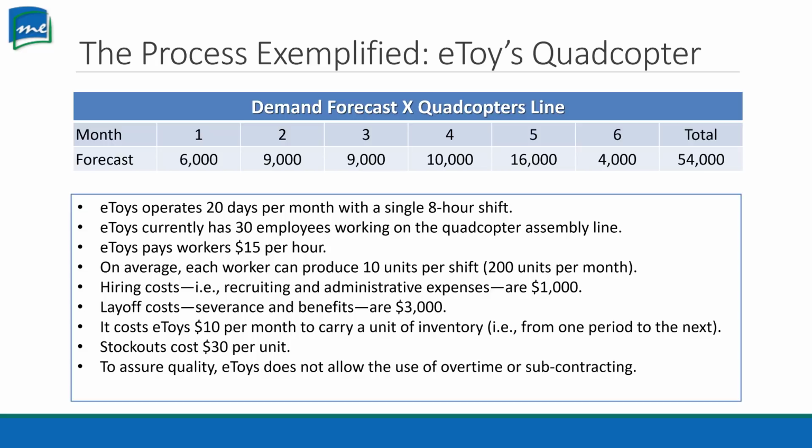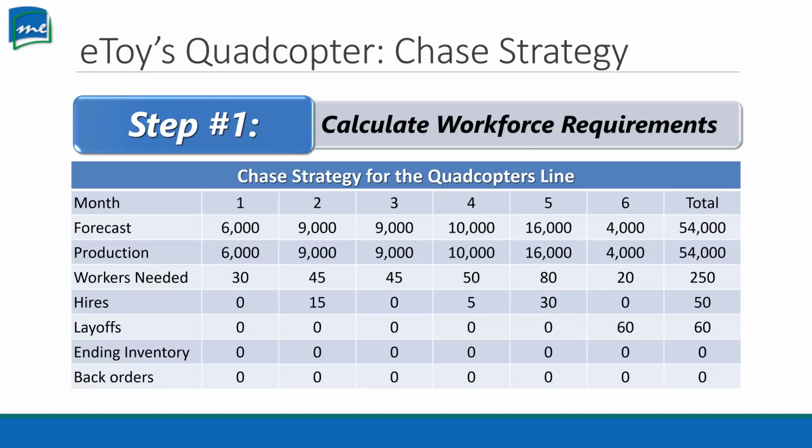So let's look at these numbers based on the forecasted demand on the top here using the chase strategy. We use our production capacity to meet our forecast exactly. It comes up to 54,000 for our forecast, and our production is 54,000.